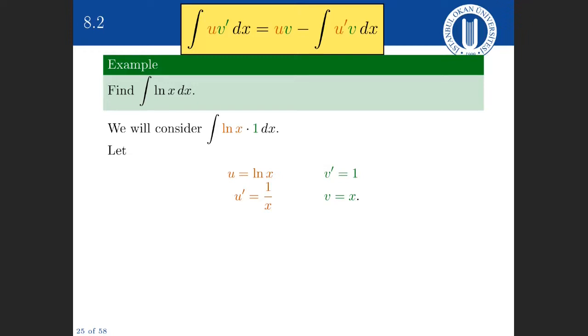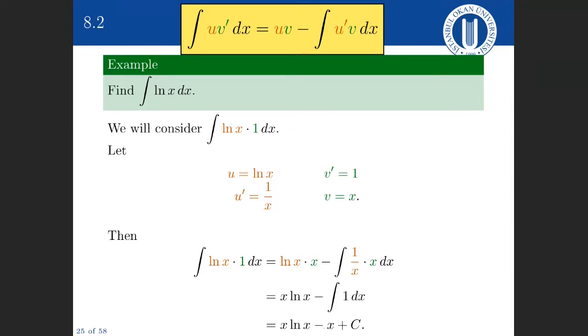Now we can put these into the formula. That's the integral of ln x multiplied by 1 dx is uv, or ln x multiplied by x, minus the integral of 1 over x, or minus the integral of u prime v. And of course, 1 over x multiplied by x is just 1, which is an easy integral to do. So the answer to this problem is x ln x minus x plus c.